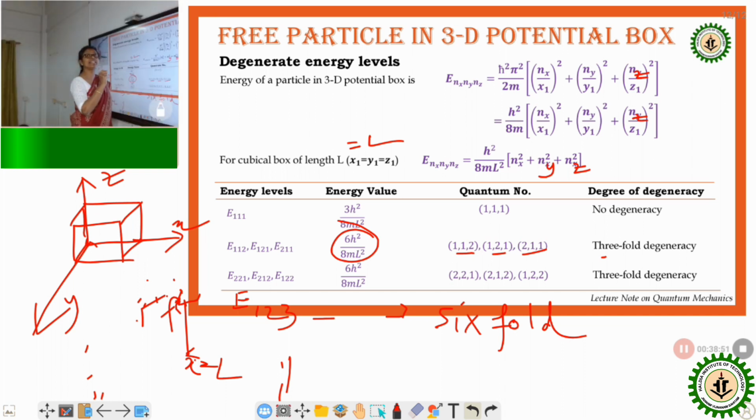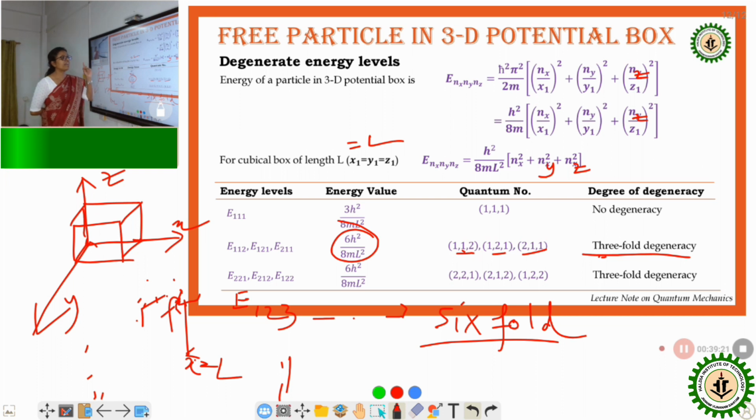This is called the degeneracy. And since you are getting three energy states of similar energy with different wave functions, this is called the threefold degeneracy. Here also similarly sixfold degeneracy, that means there will be the same energy for six energy states, but the six wave functions must be different. That is why it is called the sixfold degeneracy.